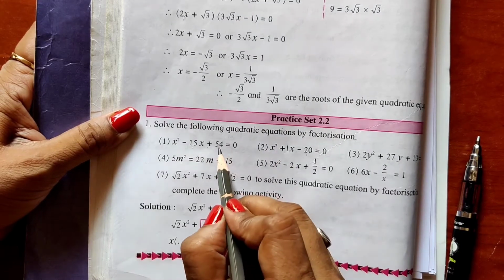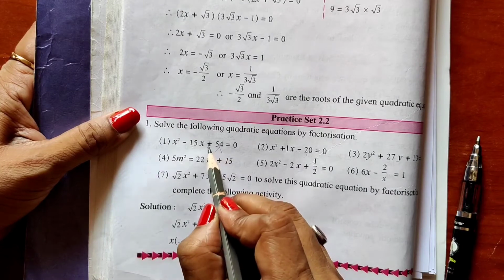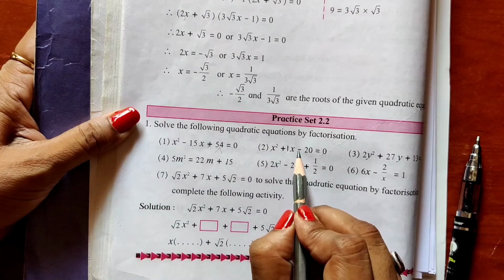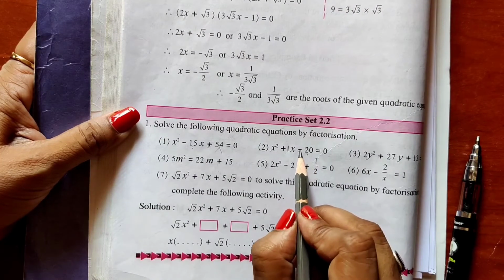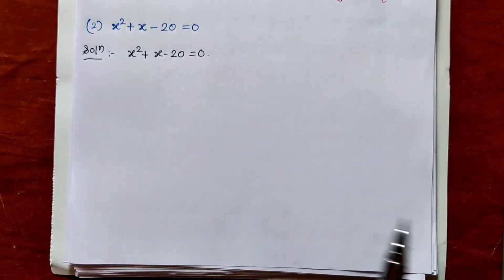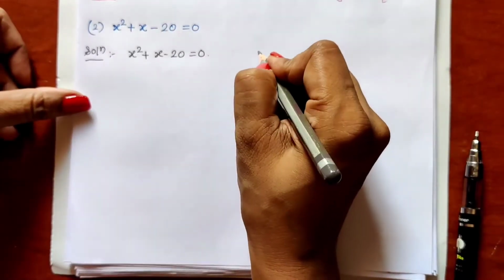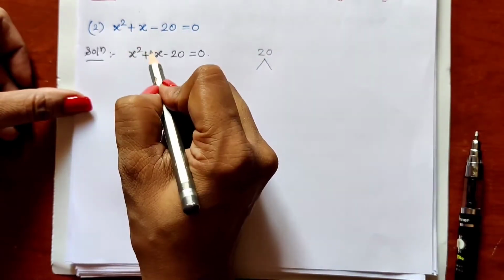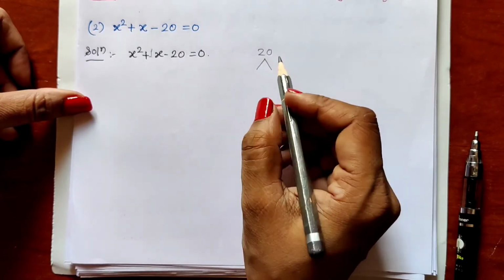Here, in the first sum, we found two factors of 54 whose addition was the coefficient of the middle term. Now when a minus sign is there, we will have to find two factors of the constant term whose subtraction should be the coefficient of the middle term. So let us do it. Factors of 20 whose subtraction should be the coefficient of the middle term. The coefficient of the middle term is 1.